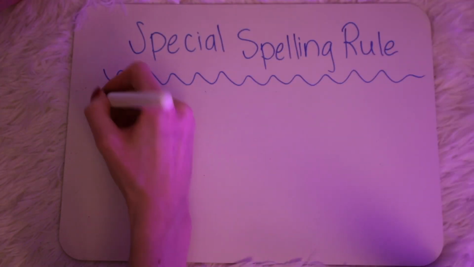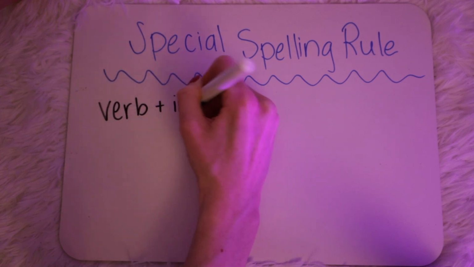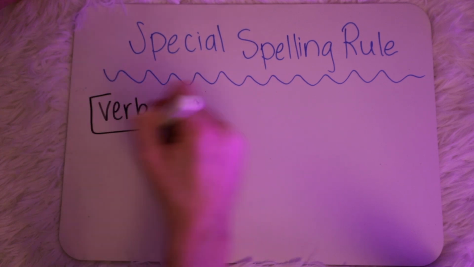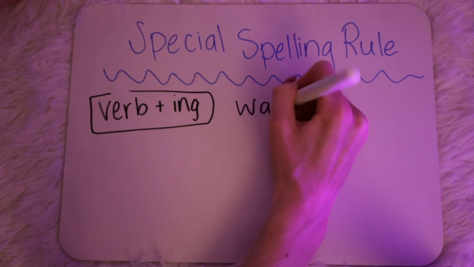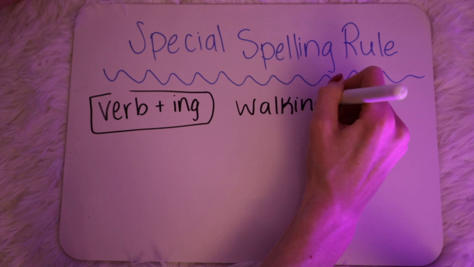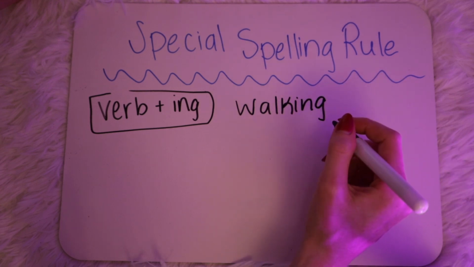Okay, as you remember, in order to make the present continuous, we need to put the verb in the ing form, just like walking, walking, like we saw before. But there are a couple special spelling rules.